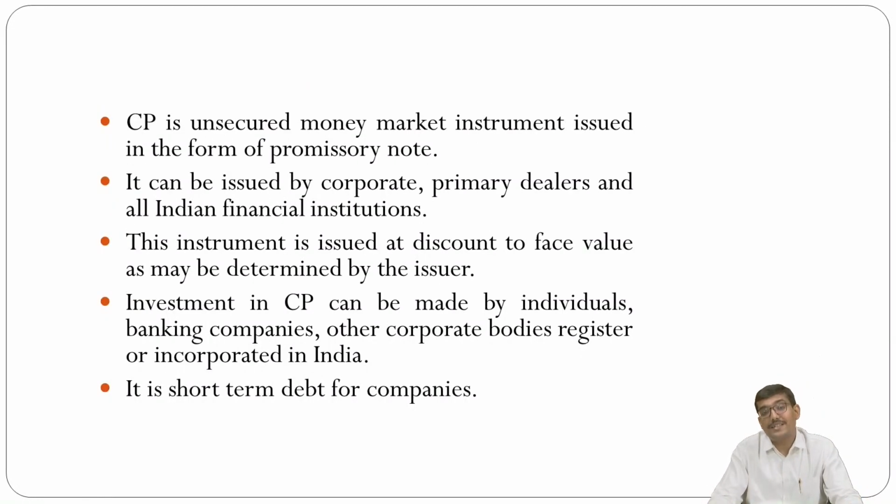The commercial paper is an unsecured money market instrument issued in the form of a promissory note by the company. It can be issued by a corporate, primary dealer or all-India financial institution. This instrument is issued at a discount to face value as may be determined by the issuer. The investment in CP, that is commercial paper, can be made by individuals, banking companies, and other corporate bodies registered or incorporated in India, and it is ultimately short-term debt for the company. Is it clear, my dear friends?